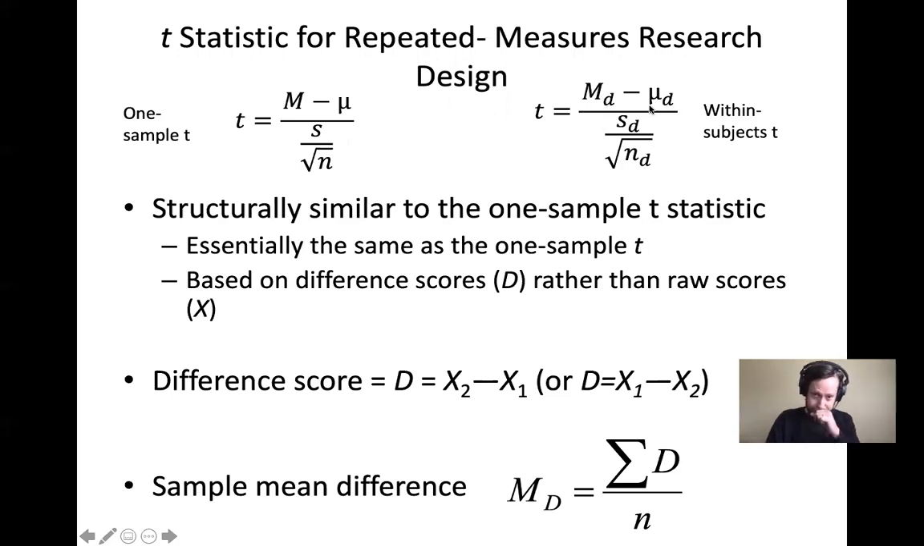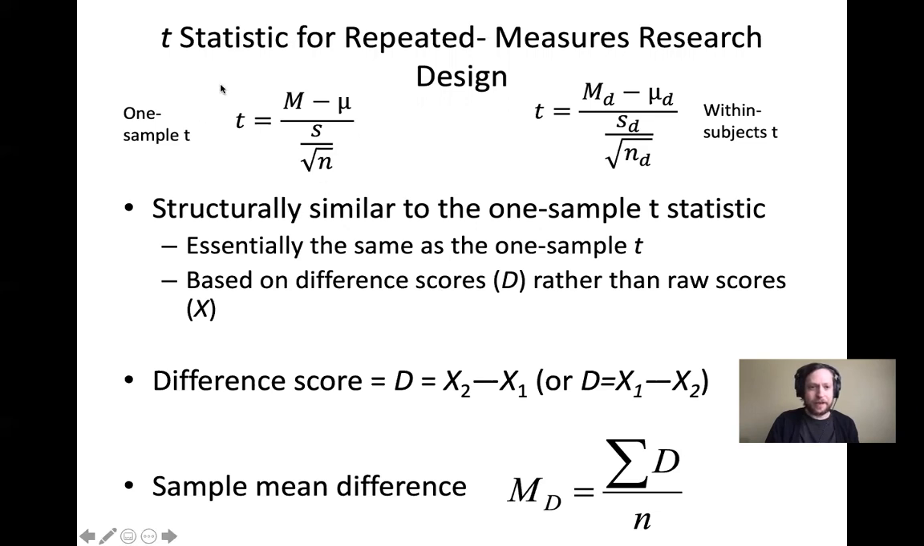M sub D, mu sub D, S sub D, N sub D. That's the only difference. And so we're going to have to understand what those D's mean. I'll tell you now. Those D's stand for difference scores. That is what the D stands for. And that's what's stated here: based on difference scores, D's rather than X.